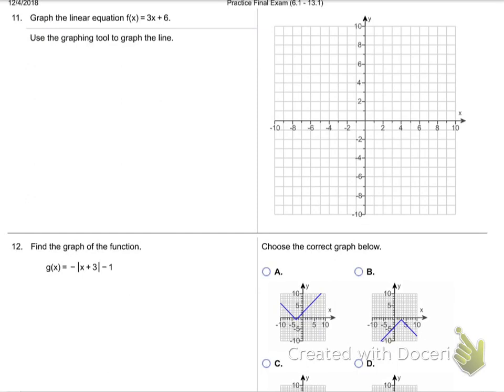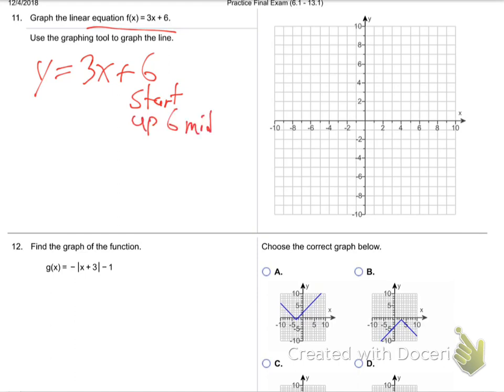Okay. Number 11, graph the linear equation. So that's y equals 3x plus 6. Remember how to graph a linear equation, which means a line? You start at the number at the back. That's up 6 in the middle. So that'd be right there. There's your first dot. And now you just need one more dot. How do you get your other dot? 3 over 1. This is rise over run. So we go up 3, 1, 2, 3, over 1. There's my second dot. Up 3, over 1, rise over run. And then you just connect the two dots.